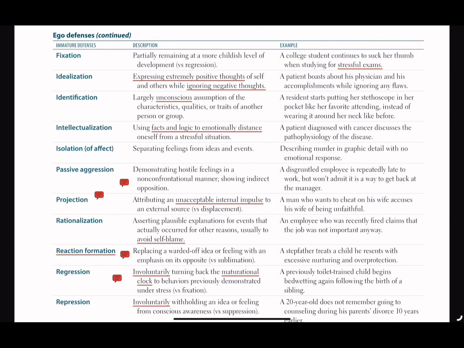Intellectualization, using facts and logic to emotionally distance oneself from a stressful situation. A patient diagnosed with cancer discusses the pathophysiology of the disease. This is intellectualization. Okay. Isolation of affect, separating feelings from ideas and events. Describing murder in a graphic way with no emotional response, so this is isolation.